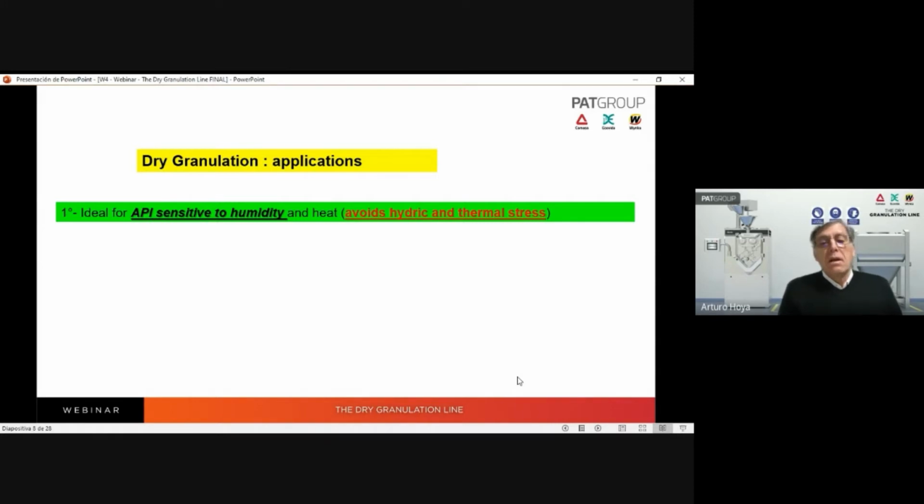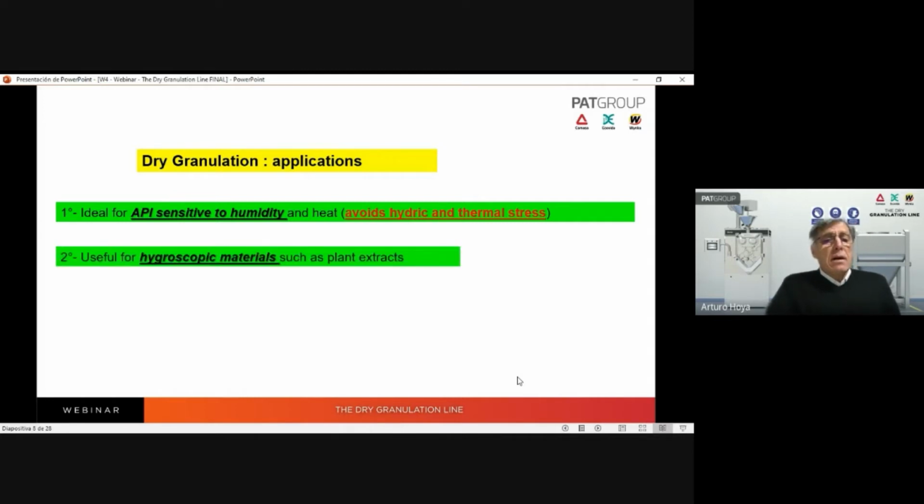For example, enalapril maleate. The second application is in material highly hygroscopic, such as plant extracts. This is a very common usage of dry granulation.